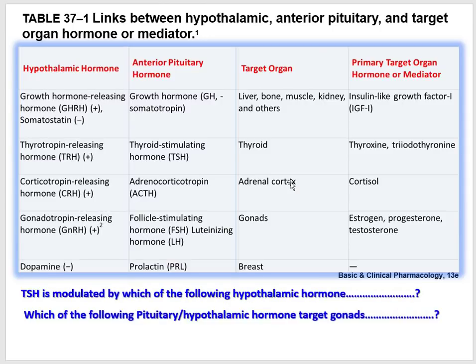So let's say if you know this information, the question could ask that TSH is modulated by which of the following hypothalamic hormones. So what this is asking is, where is TSH? This is TSH, and it is asking which hypothalamic hormone is responsible. If you see an answer choice which is thyrotropin releasing hormone, then that's the correct answer. If you remember this, it doesn't matter how the information is asked. You should make connections.